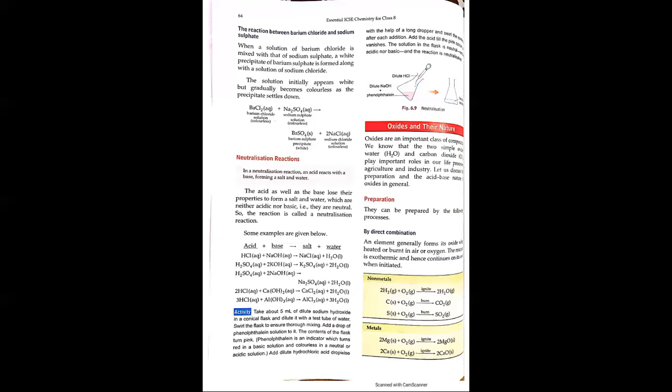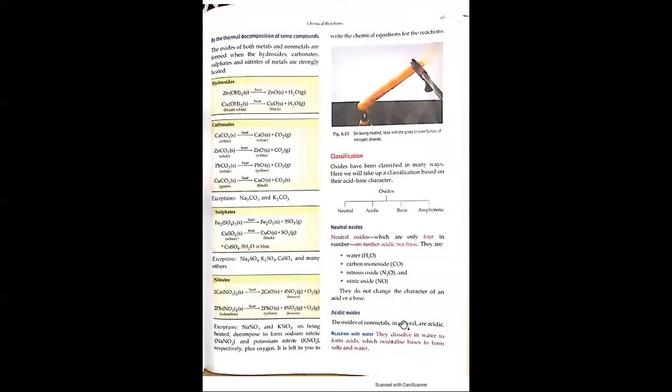Now let us see classification. Oxides have been classified in many ways. Here we will take up a classification based on their acidic character. Oxides can be neutral, which are neither acidic nor basic, then acidic, basic, and amphoteric, which means both acidic and basic. Neutral oxides are only four in number: water, carbon monoxide, nitrous oxide, and nitric oxide. They are neutral. They are neither acidic nor basic.